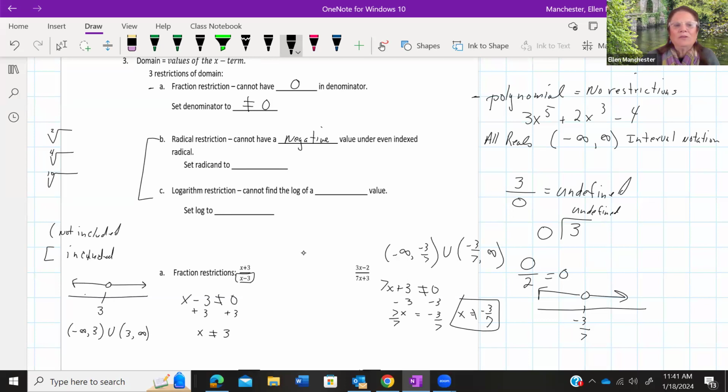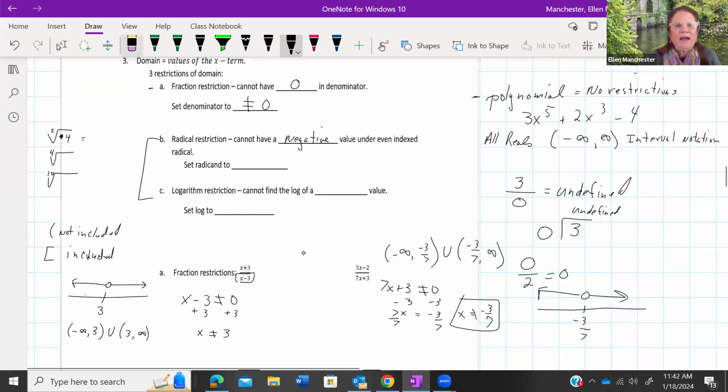And the reason is because if I had the square root of -4, what I'm asking for is what is the one number that when I multiply it together twice, I get -4. Well, it's not the same number. In order to get -4, it's -2 times 2. Those are two completely different values. So that's why I can't have a negative underneath my even indexed radical.